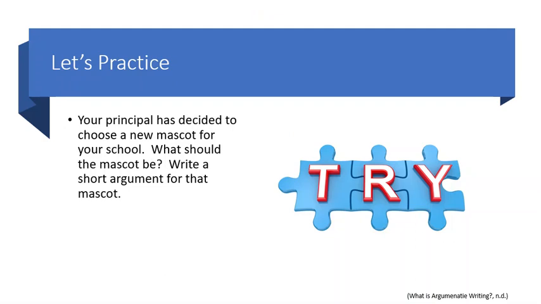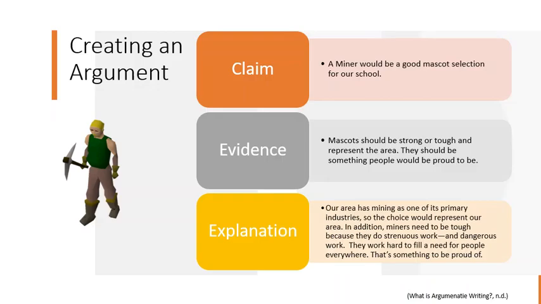Let's practice. Your principal has decided to choose a new mascot for your school. What should the mascot be? Write a short argument for the mascot. Let's look at the sample. We have a claim. A miner would be a good mascot selection for our school. The evidence, mascots should be strong or tough and represent the area. They should be something people would be proud to be.